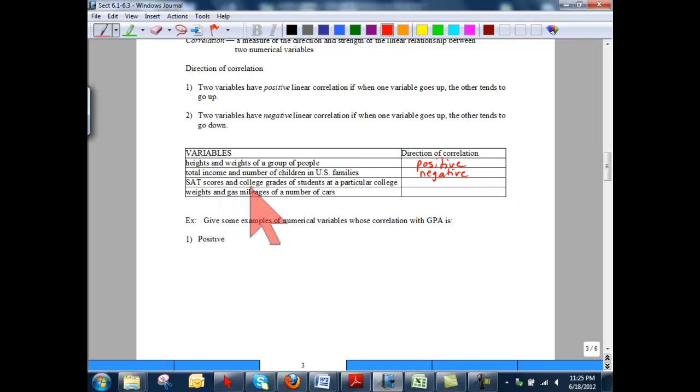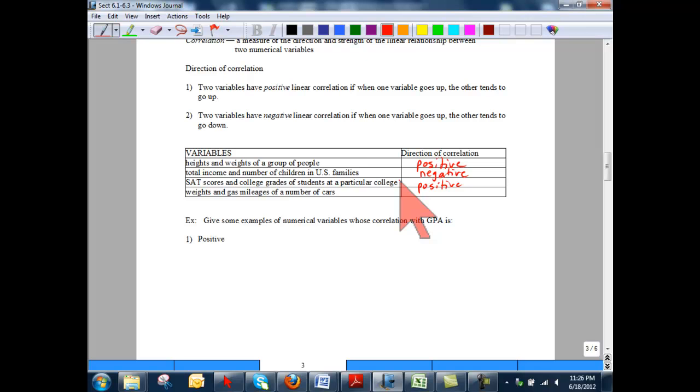How about SAT scores and college grades? So do students with high SAT scores tend to get high grades or low grades? The answer is they tend to get high grades, and the correlation between these two variables is positive. And this is the reason that the SAT and ACT exist at all. They're used as predictors. Colleges use them as predictors for success in college. And so colleges are more likely to admit students with high SAT scores, reasoning that they're more likely to do well in college.